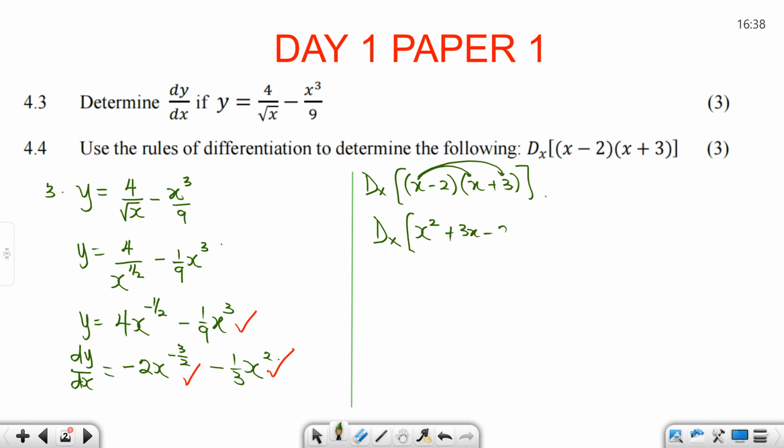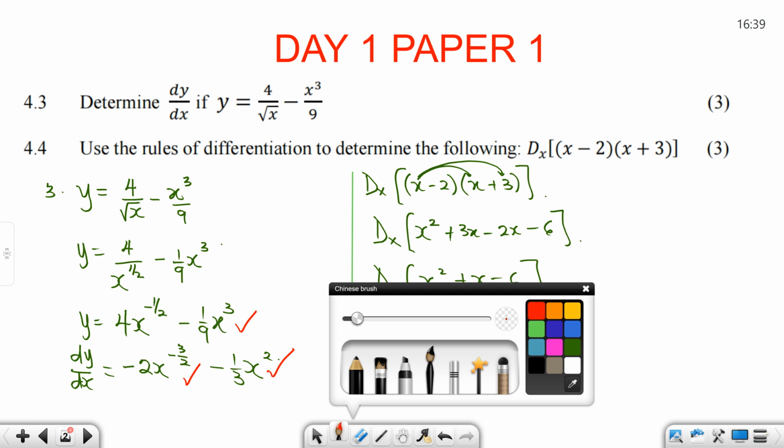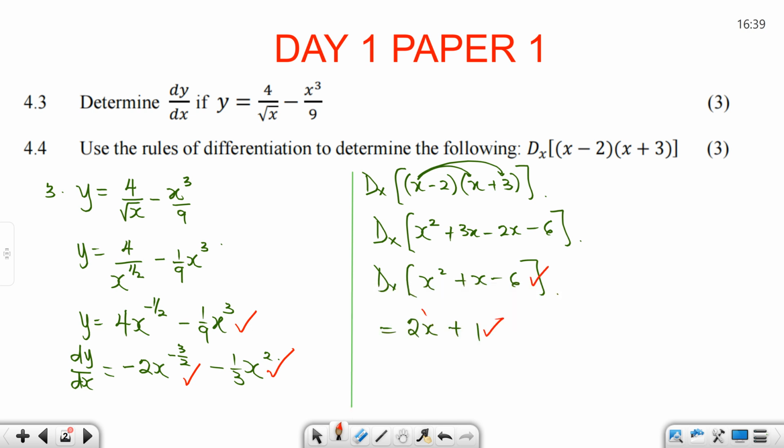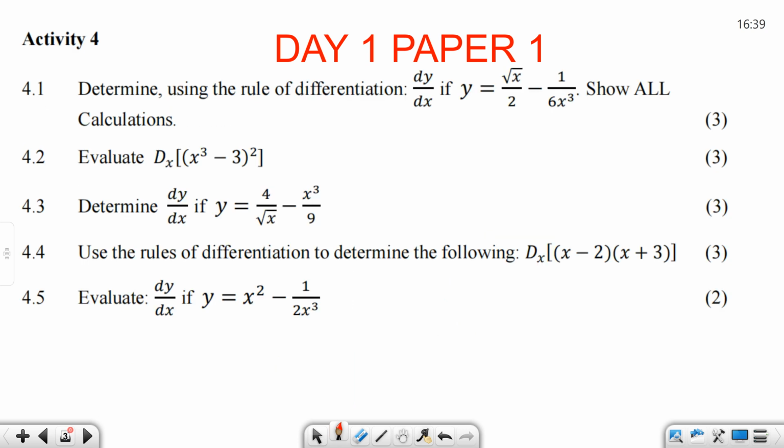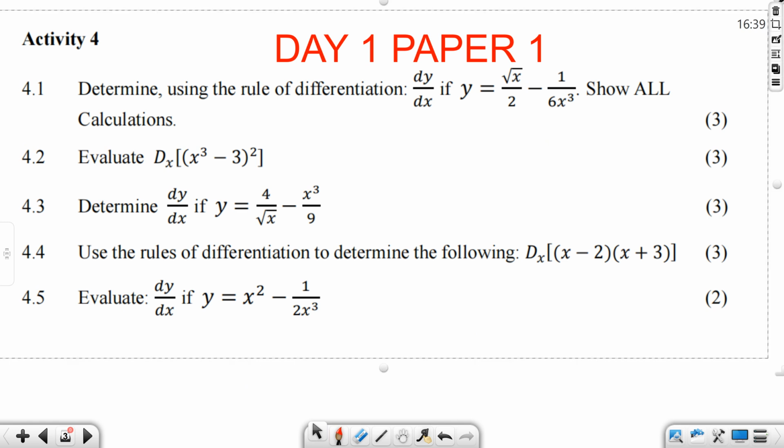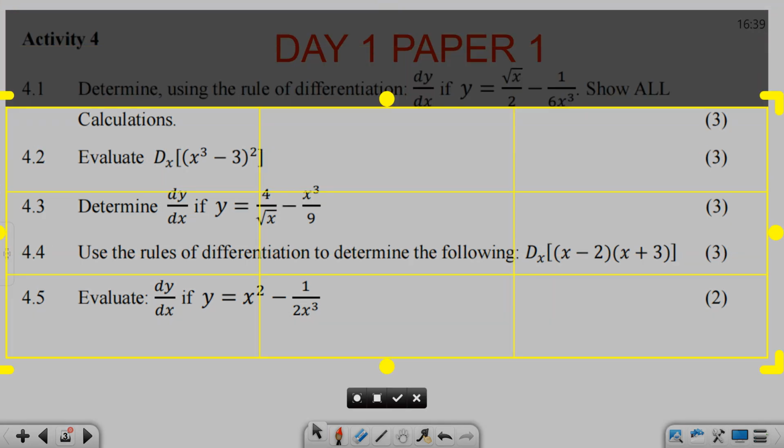Plus 3x minus 2x. No equal sign, remember. X squared. Now can I derive? Now I write my equal sign. What do I have? 2x plus 1. How many marks? 3. 1, 2, 3. We're good? All right. This is to make sure that our 12 marks on this particular part is guaranteed.